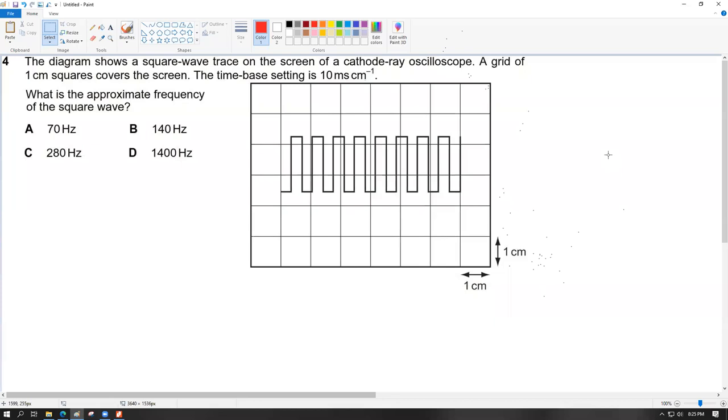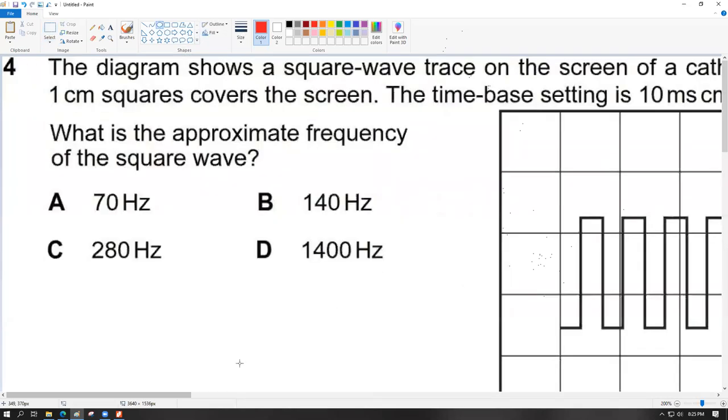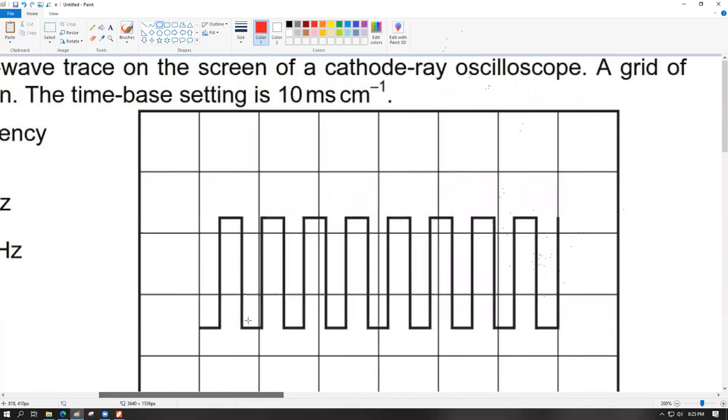Because what I need you to understand is that if you want to calculate the time period, you need to calculate the distance between two identical points of the wave. Now, what do I mean by saying two identical points? This is what I mean. You can try to calculate the time between these two points, or the time between these two points.